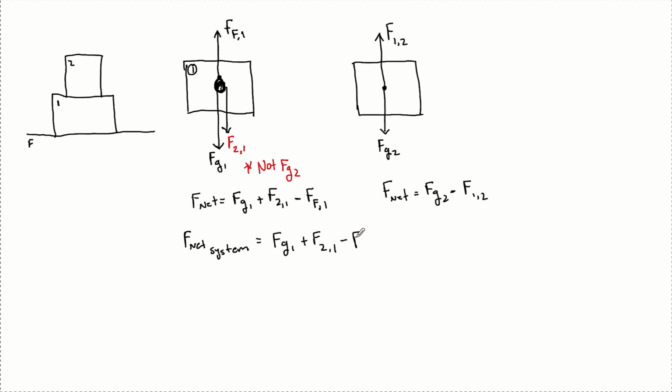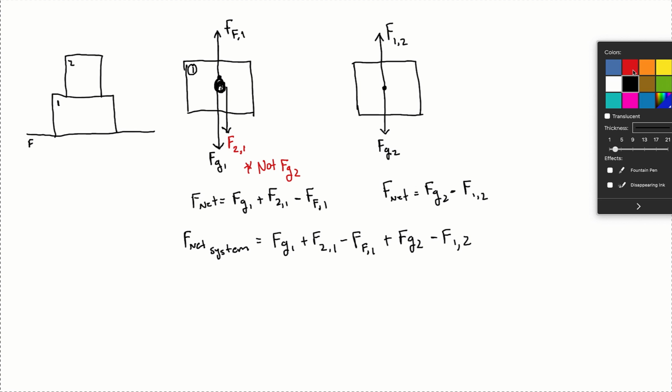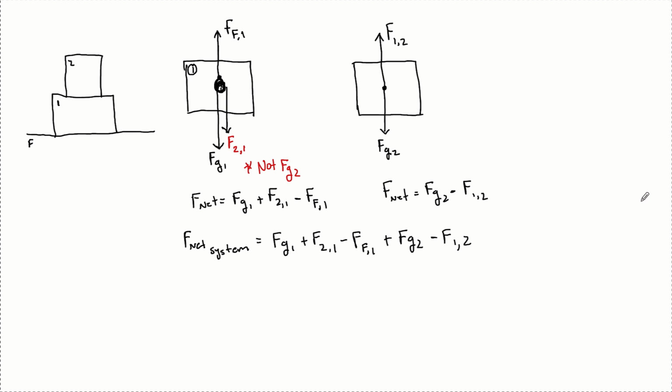We have the force that the floor puts on object 1. We have the force due to gravity on the second box, and we have a minus force that 1 puts onto 2. Now, I don't know if you guys noticed this, and if you did, good on you. Pat yourself on the back. You're doing really, really good in physics. Right here, this, guys, is a Newton's third law, action-reaction force pair.